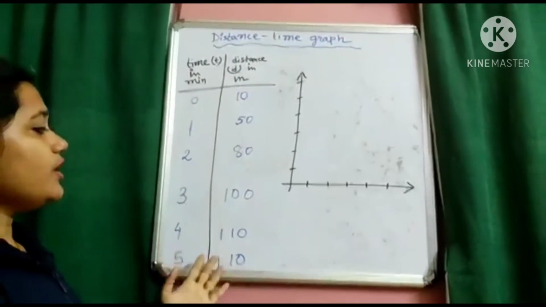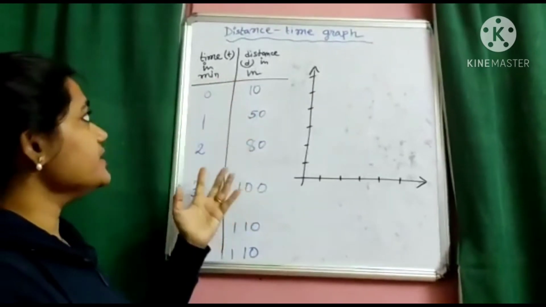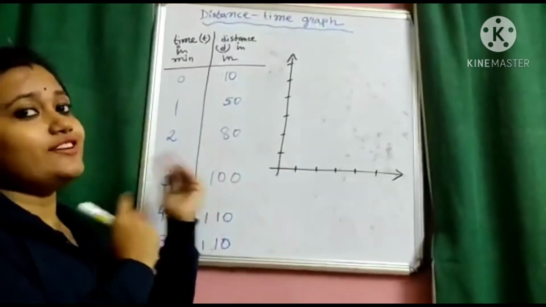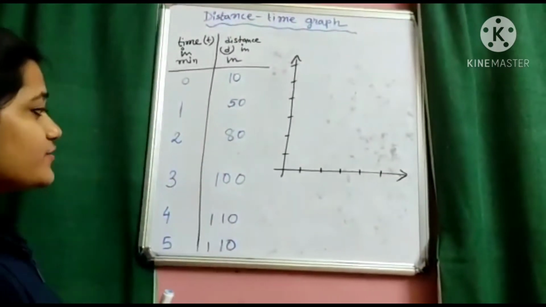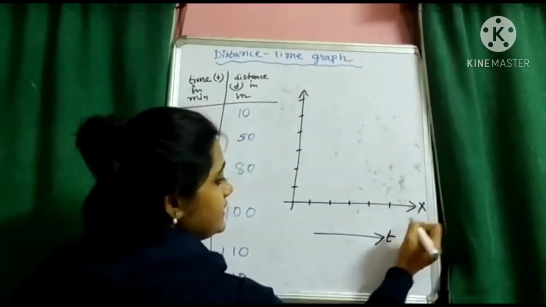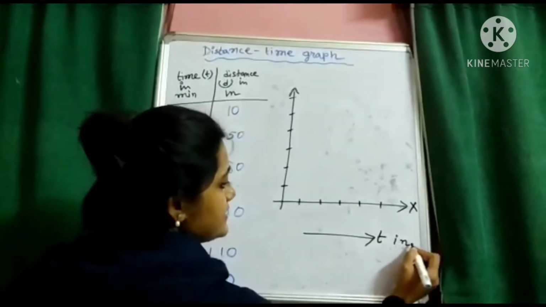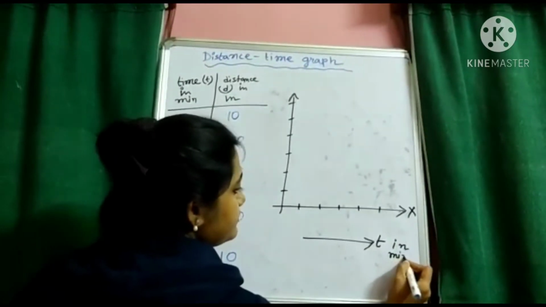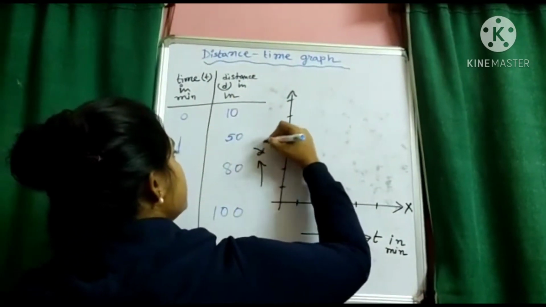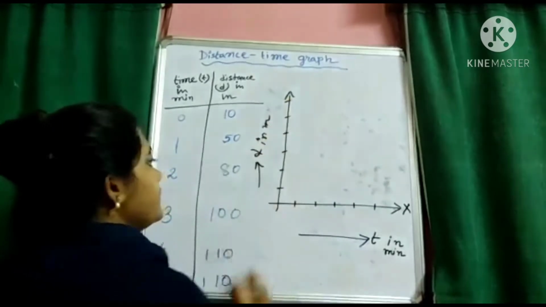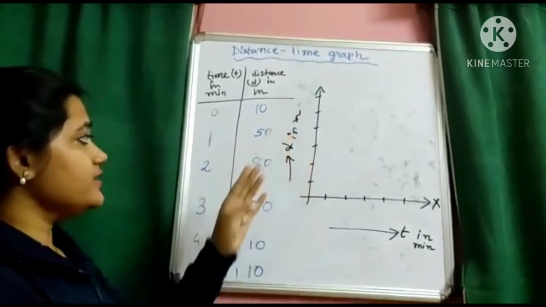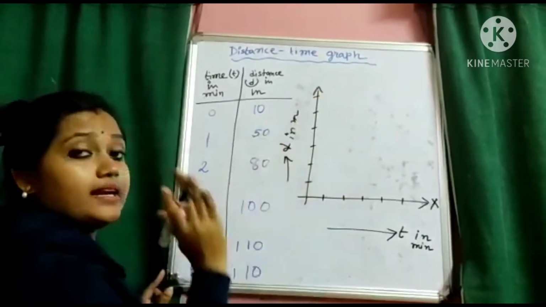Now let us plot this 5 minutes situation, the relation between distance and time for this case. Along the x-axis, the independent quantity, that is t, and t is in minute. Along the y-axis, d, distance is in meter. Now I need to fit the graph properly, so I need to plot it properly so that the entire graph fits.